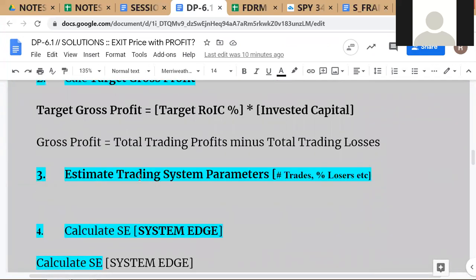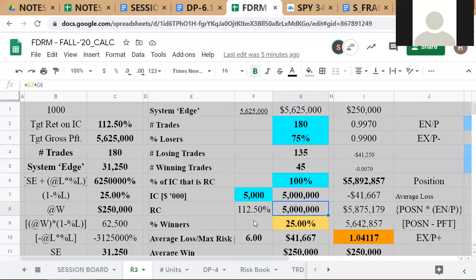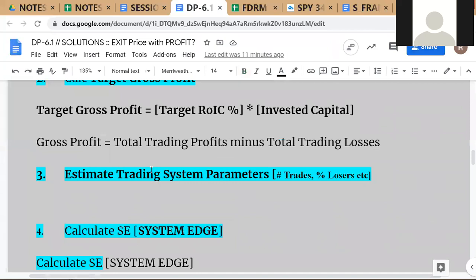So when you do this, trading system parameters: percentage trade, number of trades, percentage losers, risk capital. I've not put everything here. Invested capital, risk capital. What is the percentage of IC that is RC? All these calculations have an important bearing on the system edge calculus. So the broader answer to your question is yes, system edge also gives you that information, but you have to look at other information also from your step 3, the trading system parameter estimation. That is also going to give you very important information.